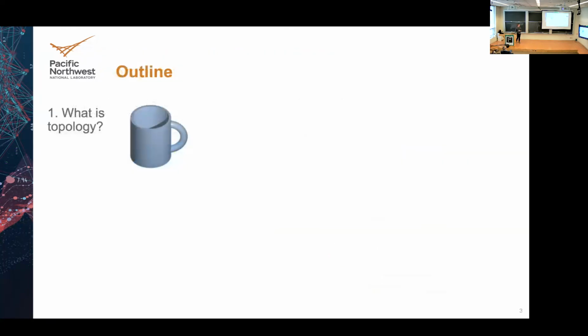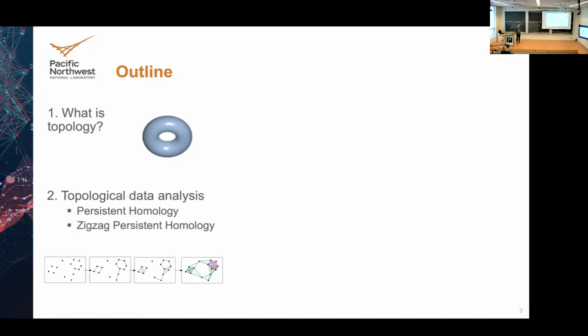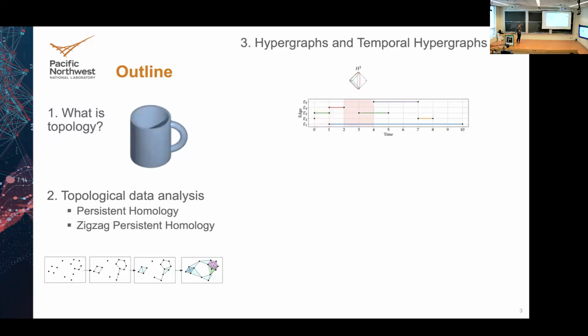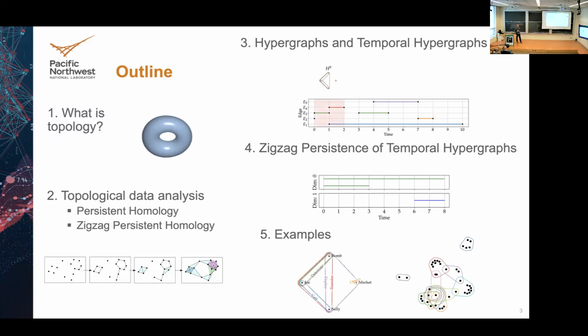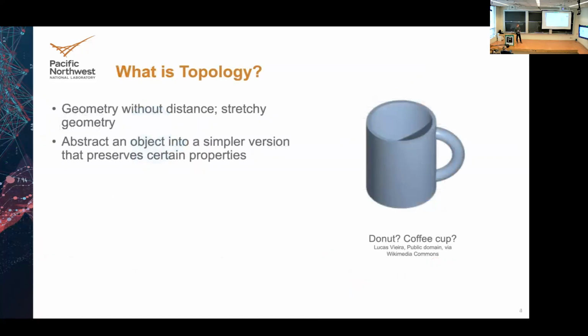As an outline of this talk, I'm going to start with an introduction of what topology is, and then what topological data analysis is, or how we can apply topology to data. Then I'll talk about hypergraphs and temporal hypergraphs, and how we can study them using zigzag persistence. Lastly, I'll go over a couple of examples with two data sets. So let's start with what is topology.